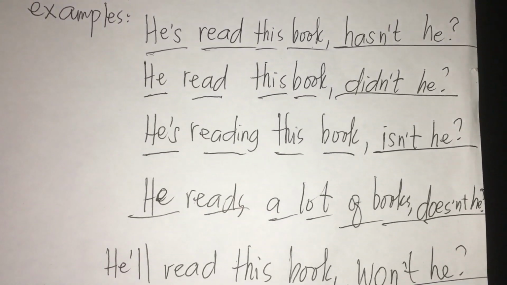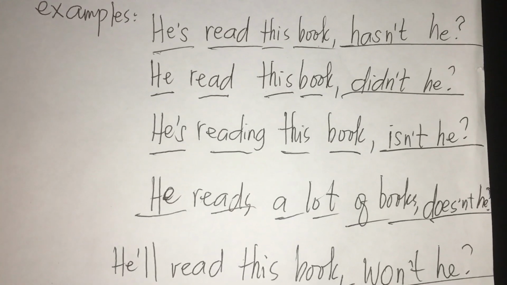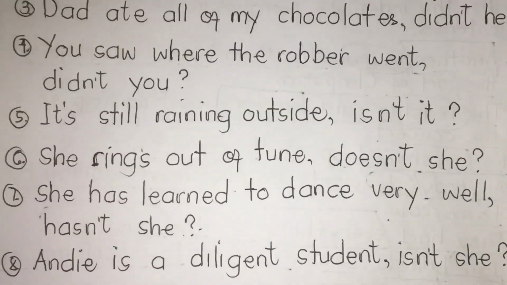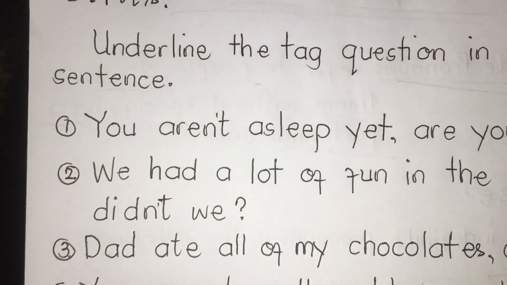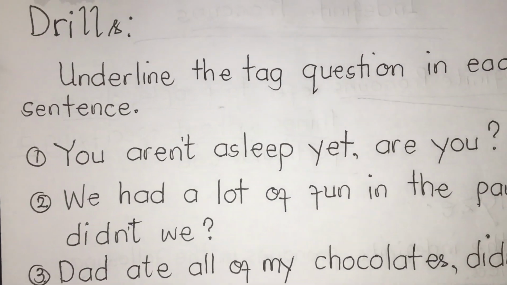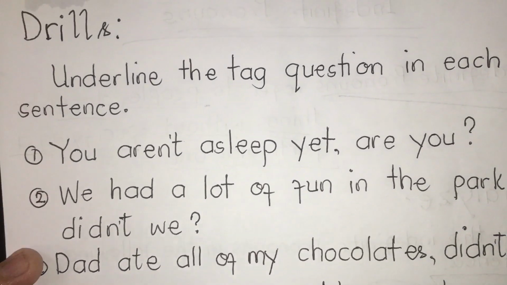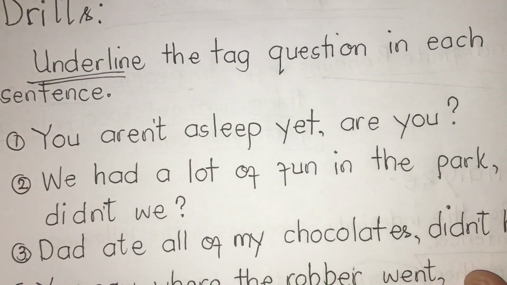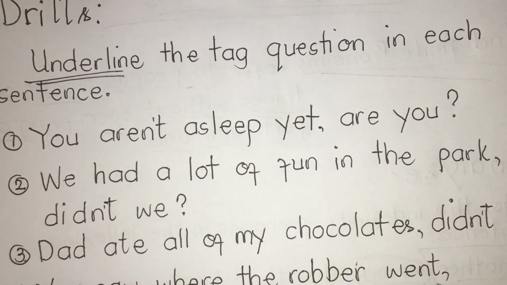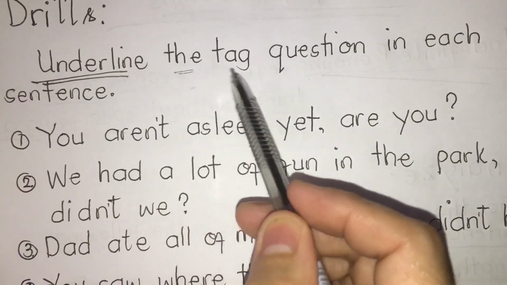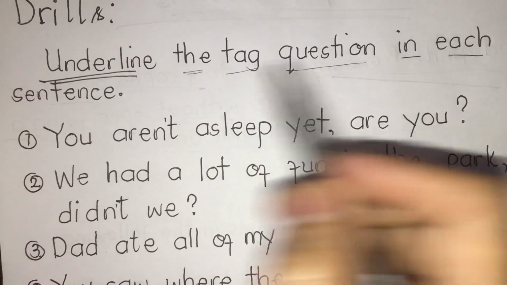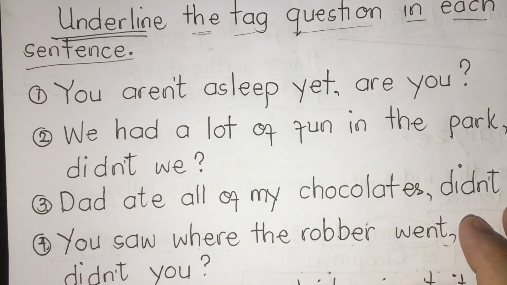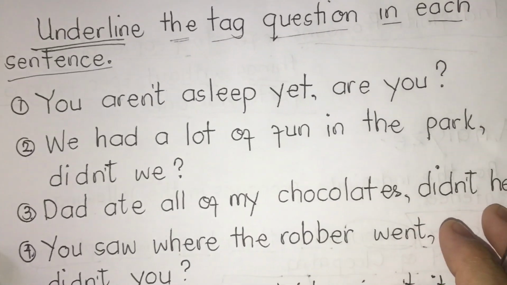We have 10 sentences. All we have to do is find the tag questions in each sentence. Here, my directions help us with what we're going to do. The direction says: underline the tag questions in each sentence. I will let my students, you viewers, think first to answer the tag questions.